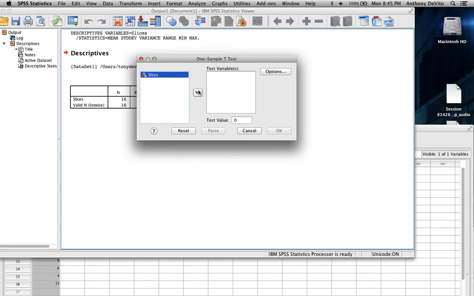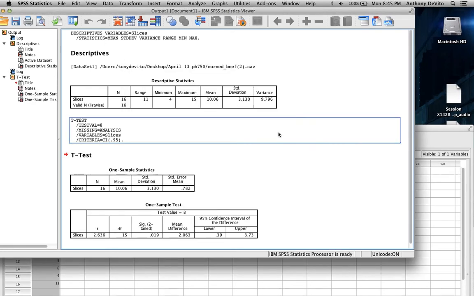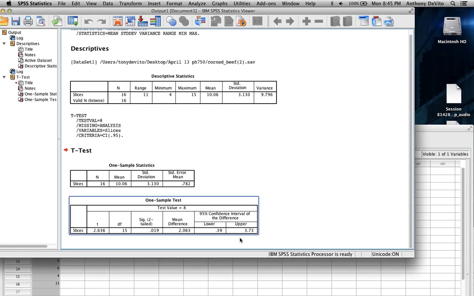Okay, so let's see, the test variable is slices, and the test value is 8. I'm going to click OK, and it's going to do our t-test and give us the result just the way we would have done it manually. So let's see what we get. Degrees of freedom is 15. The t-score is 2.636. We said 2.5 because we rounded, but we would have calculated exactly the same thing. The significance is 0.019. That's the two-tailed significance. In other words, that's the p-value. The probability of being wrong if we reject the null hypothesis is 0.019 because the t-score is so big.